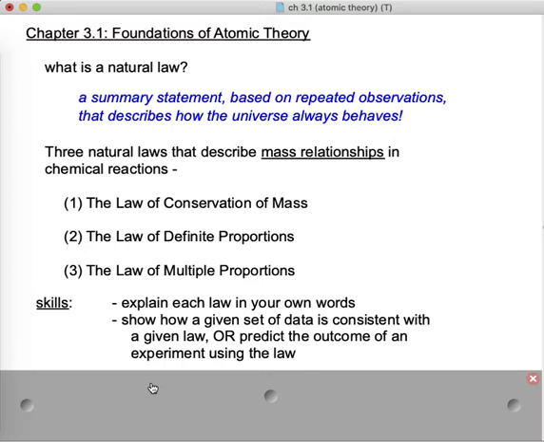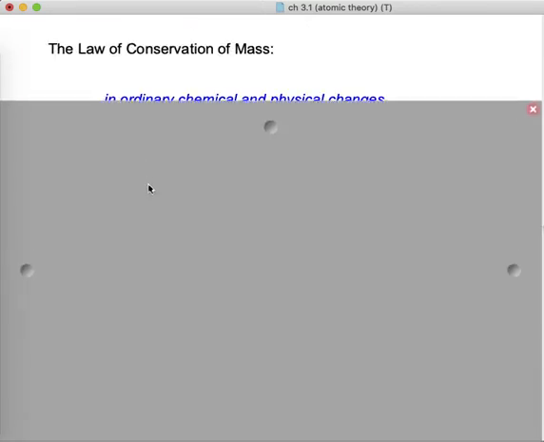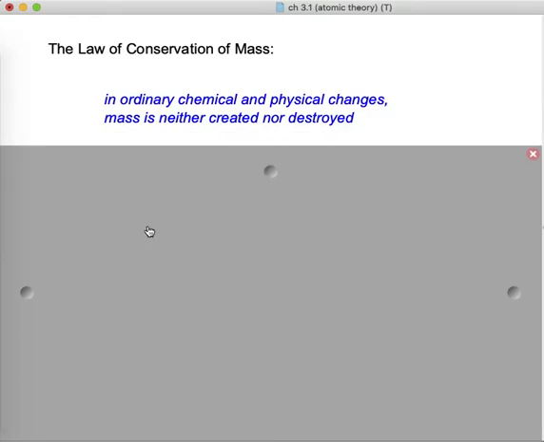And let's start with the first one. The law of conservation of mass, I'm sure you're familiar with. It simply says that in ordinary chemical and physical changes, mass is neither created nor destroyed. If I carry out a chemical reaction and carefully measure the mass of everything I start with, let the reaction take place, and then collect and carefully measure the mass of everything I end up with, I will see that the masses are equal. Mass is neither created nor destroyed.